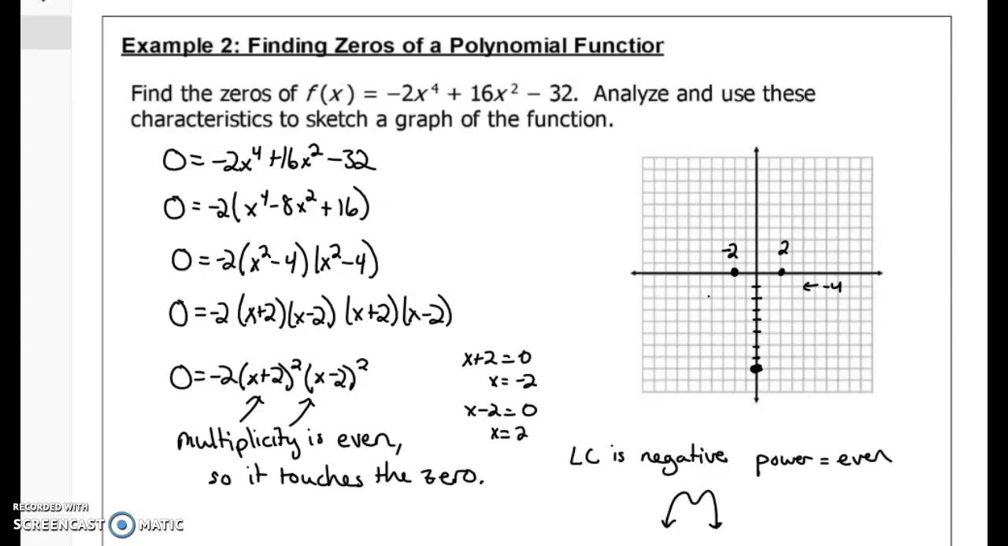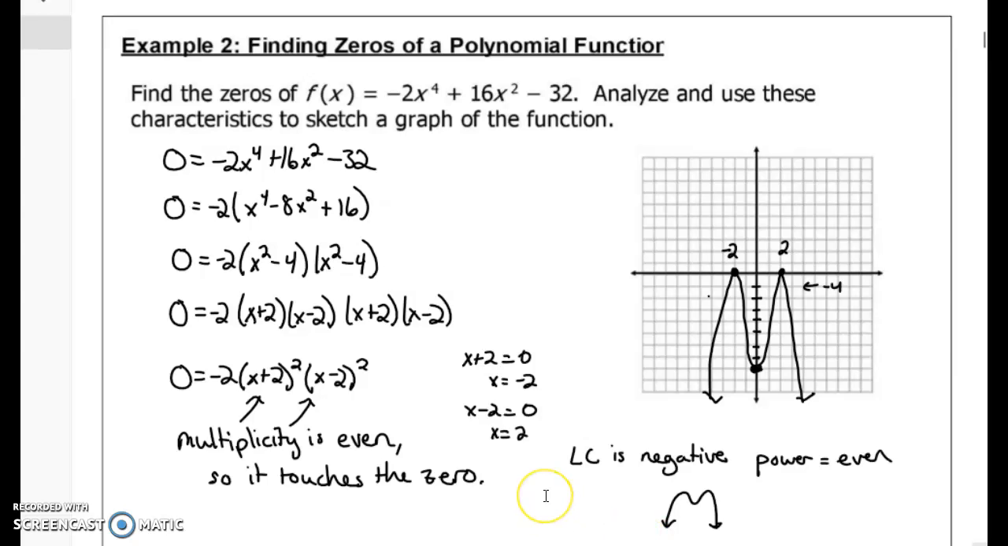Remember, we said that if the multiplicity is even, it touches the zero, it doesn't go through the zero. So what that means, this is just our general shape. Remember, we're just sketching. It touches at -2 and comes back down. And then it touches at 2 and comes back down. So that's what we mean by it touches. If it was an odd power, like to the 3rd or to the 1 power, it's going to actually go through at the x-intercept.